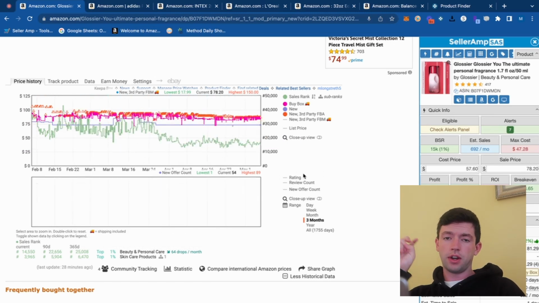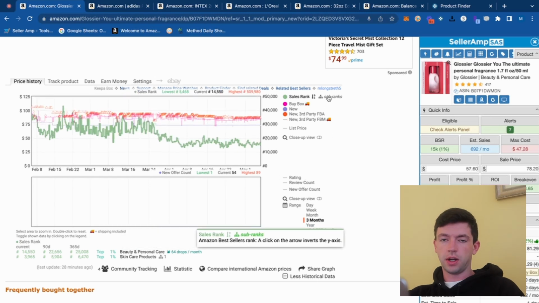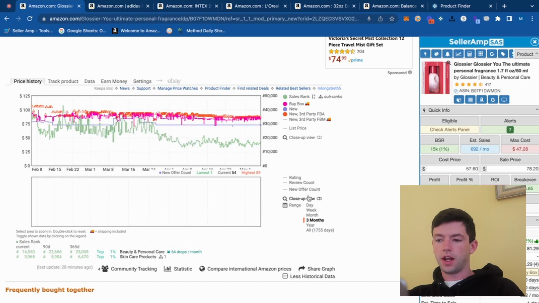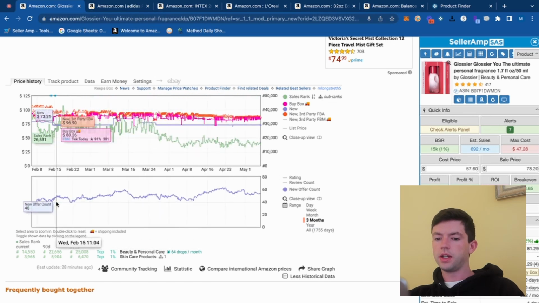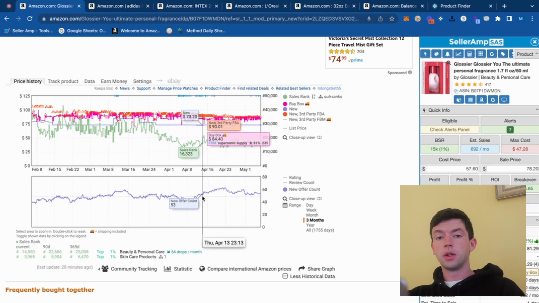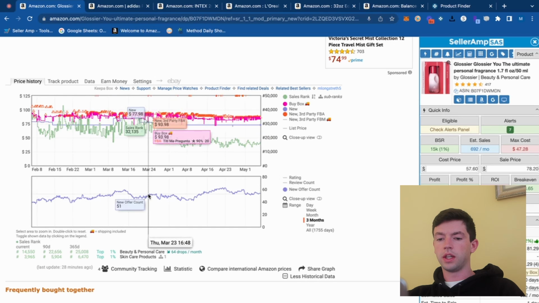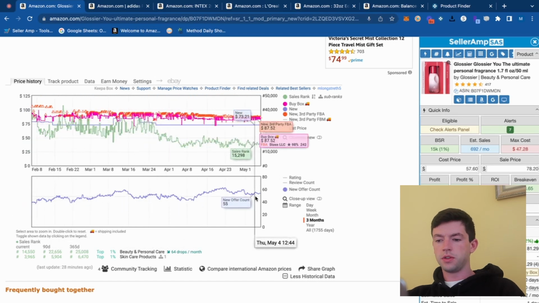Now, I told you guys to get rid of that middle chart by clicking subranks to get that away, because that really isn't helpful data at all. This bottom chart, however, the main one you want to have selected right here is the new offer count. The new offer count is the competition on a product. So we can see the competition ebbs and flows, it goes up and down.